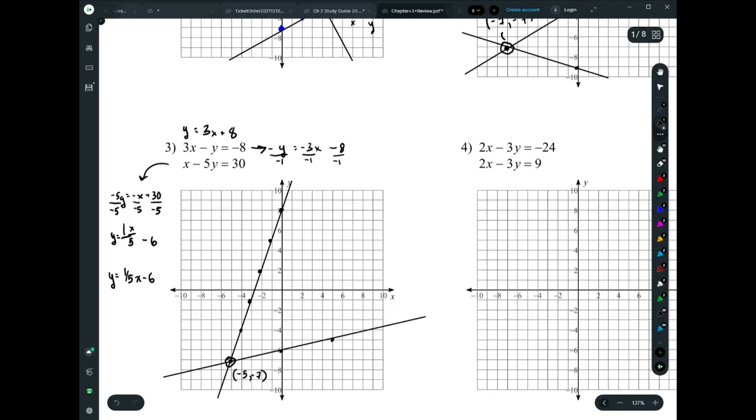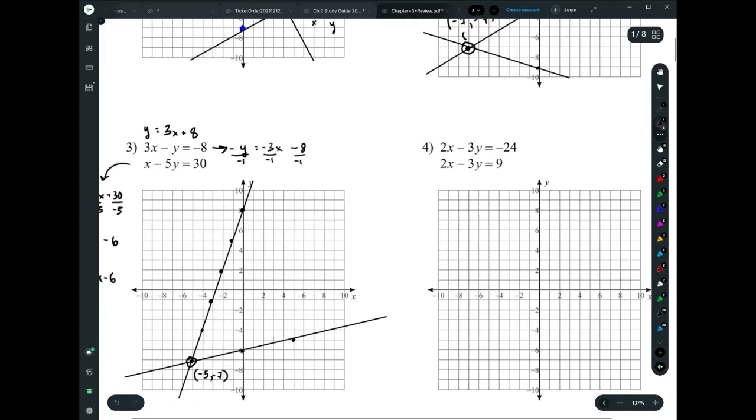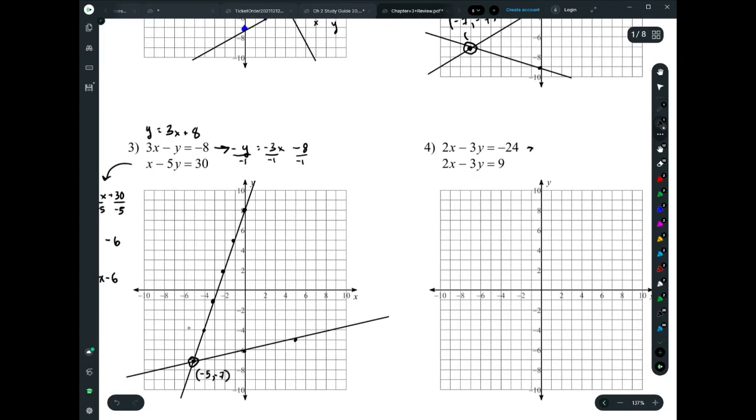Cool beans. Let's check out this next one. I think something special happened with it. Again, practice solving for y for both equations. I'll do that quickly here. Negative 3y equals negative 2x minus 24. Whenever we divide by negative 3, we're going to have y is equal to positive 2/3 x plus 8.